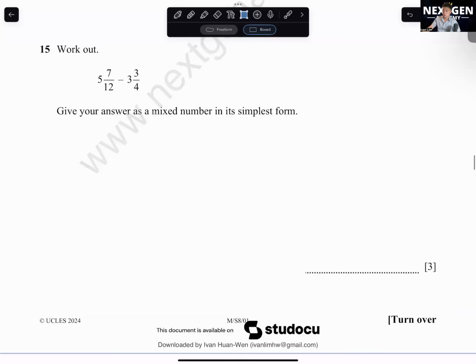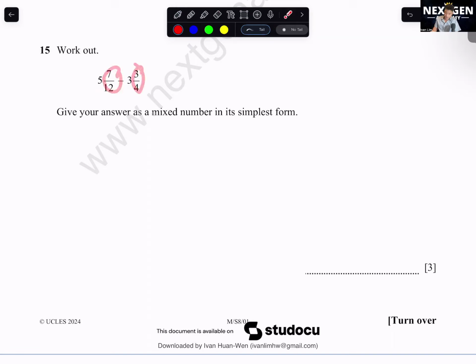Okay, let's look at question 15. Work out this mixed number fraction. To solve this, we first multiply plus. Actually, let's not do that. What should we do here? I think this one is quite a nice number that they give us. 12 and 4, we can multiply this by 3. This is how I do. You all can change it to improper fraction first. But because the values here are quite nice, I will just take the whole number minus the whole number, then the fraction minus the fraction.